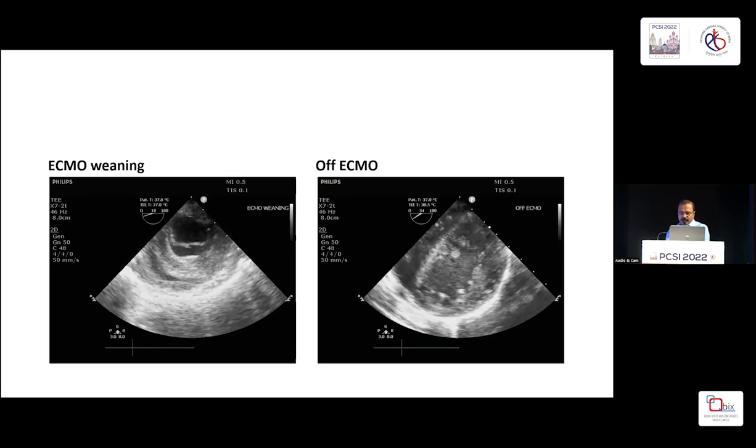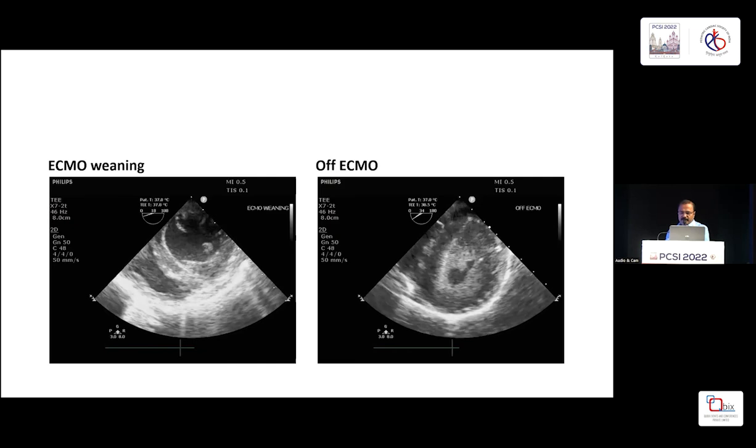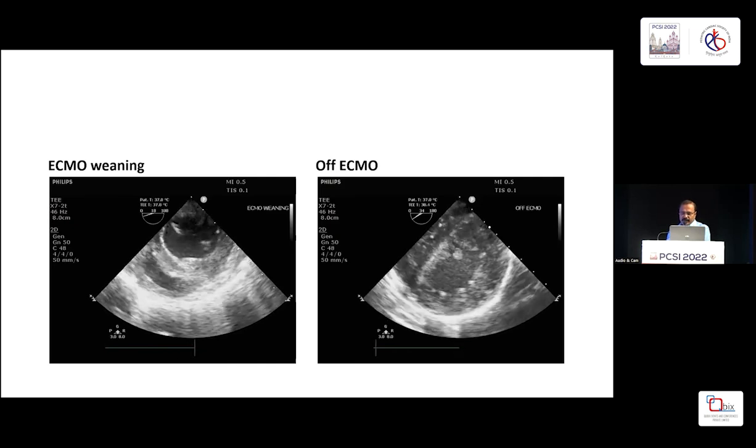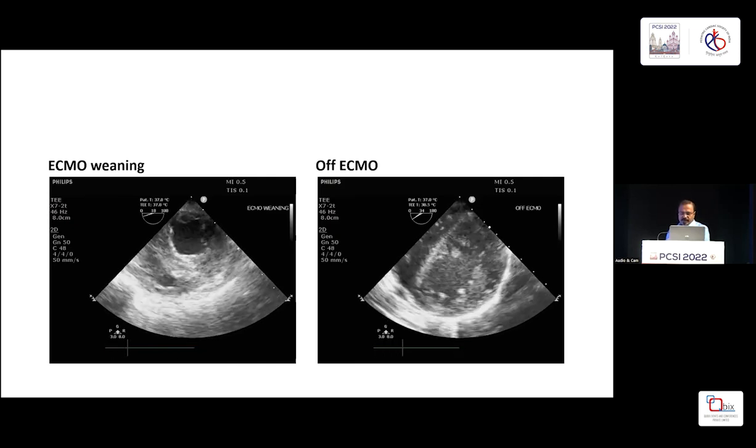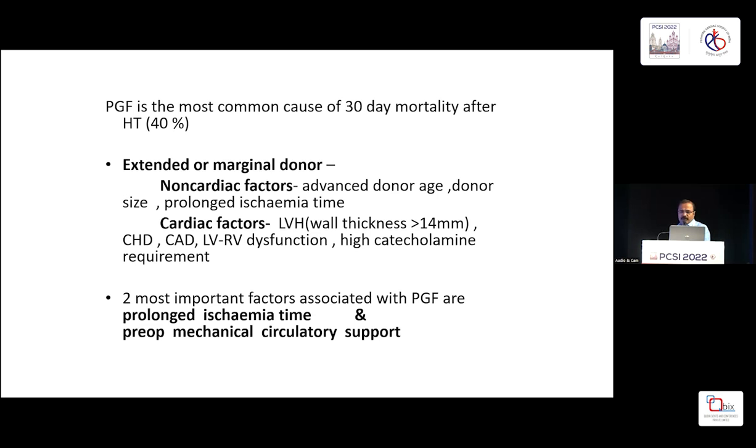So primary graft dysfunction can be managed with the help of ECMO, and we just have to be patient. These patients eventually come off ECMO. Primary graft dysfunction is the most common cause of 30-day mortality after heart transplantation.